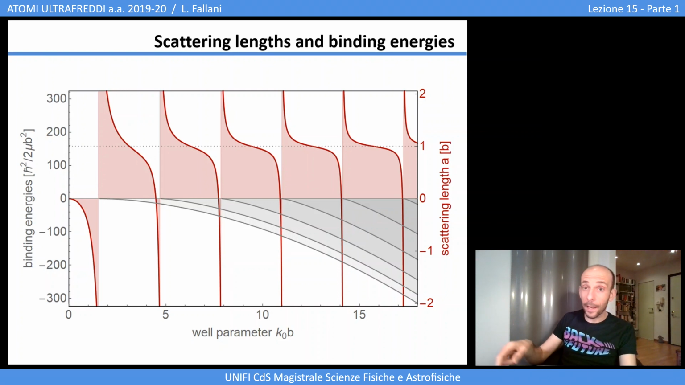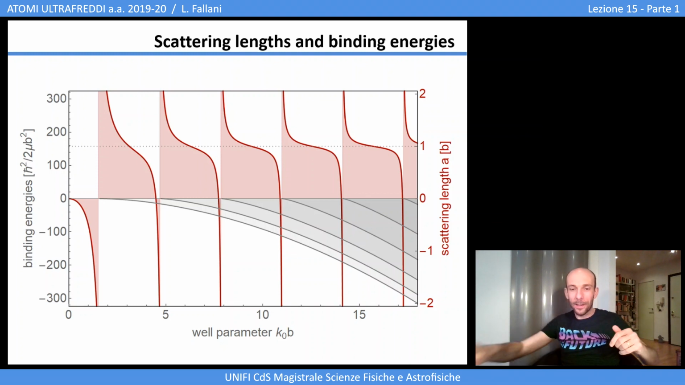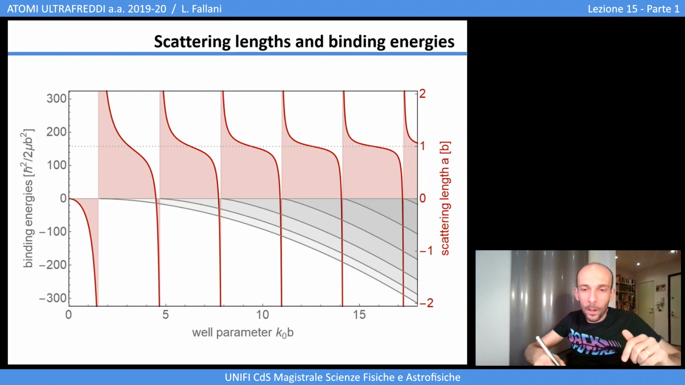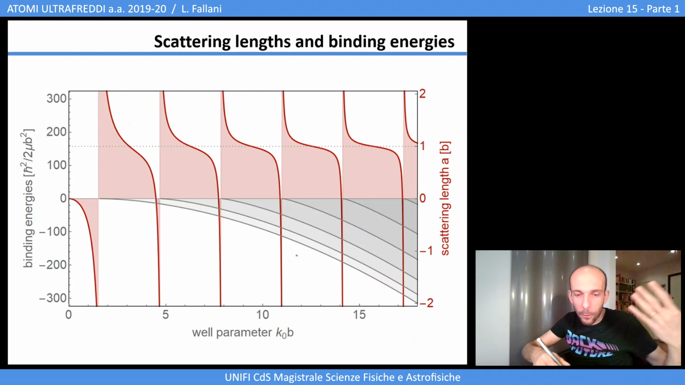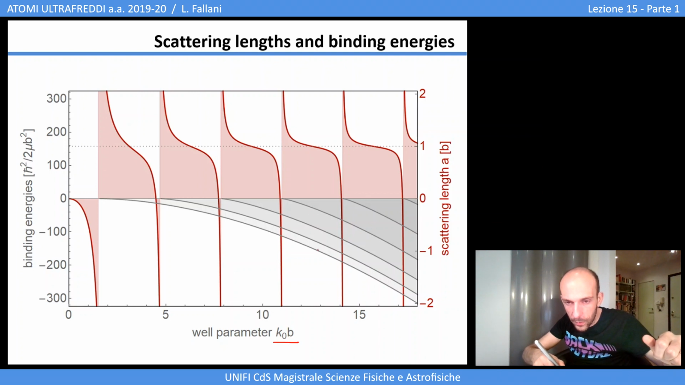Speaking of bound states, the last picture I'd like to show you is again this picture of the scattering length for the potential well, but now I've plotted in the lower part of the plot the energies of a bound state. How should I read this graph? You see here that for some specific potential depth, you have a certain number of bound states. In this case, for this potential depth, you have 1, 2, 3, 4 bound states.